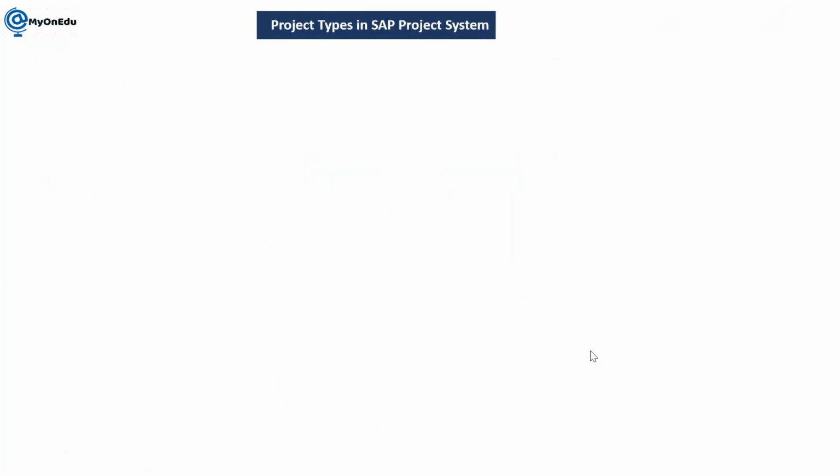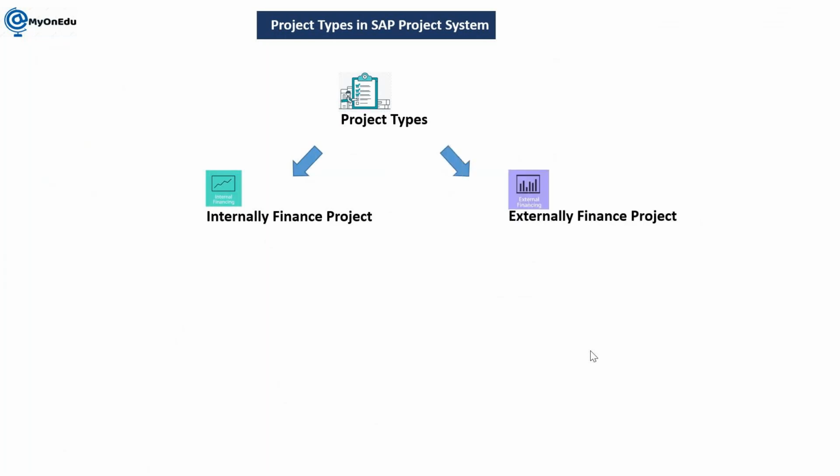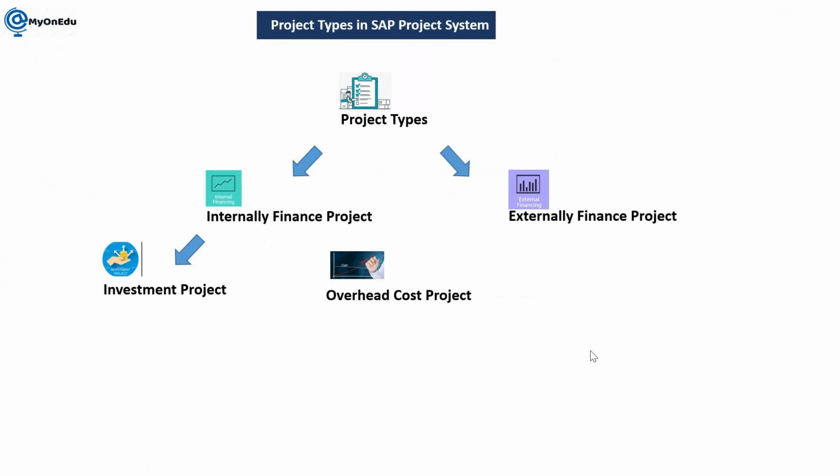In the previous session, the concept of project type was already explained, where we have two categories of project. First is an internally financed project, which is financed by the organization itself, and another is an externally financed project, which is financed by the customer. Internally financed projects are further divided into two: the investment project and the overhead or cost project. In an investment project we don't have a customer. Whenever we are planning for investment, we do the pre-investment analysis, and once it is beneficial for us and aligned with the organization's objectives, we proceed further with this kind of project.